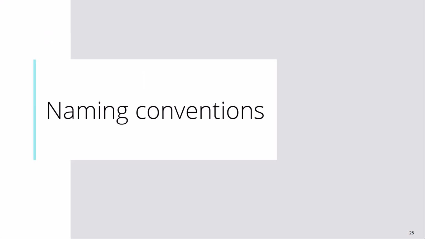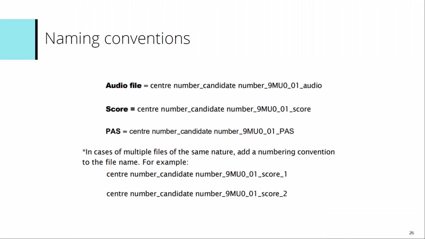Final thing is looking at some naming conventions of the files to submit. So here is the naming conventions for performing. So you have the center number, candidate number, the component code, and then either audio score or pass. If you are submitting multiple pages of score, it's requested that you do that and merge them into a single file if possible. If that's not possible, then please number each page and each file as you upload it.